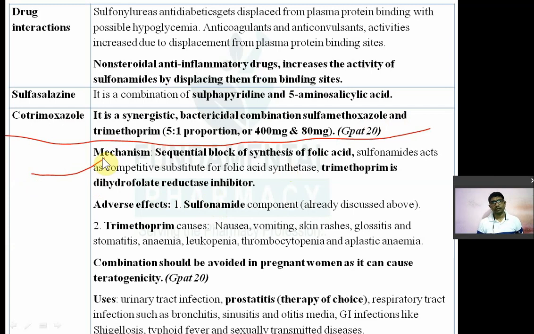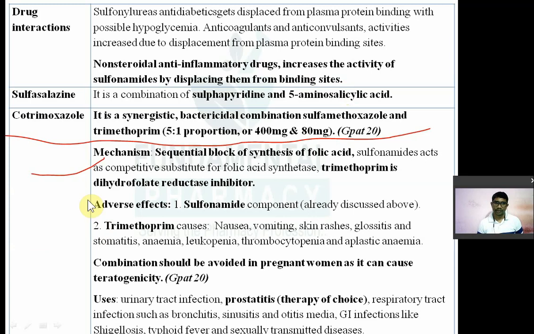Obviously, the sequential block of folic acid synthesis. The sulfur drug sulfamethoxazole will block dihydropteroate synthase, and trimethoprim will inhibit dihydrofolate reductase. So there is a sequential block of formation of folic acid.